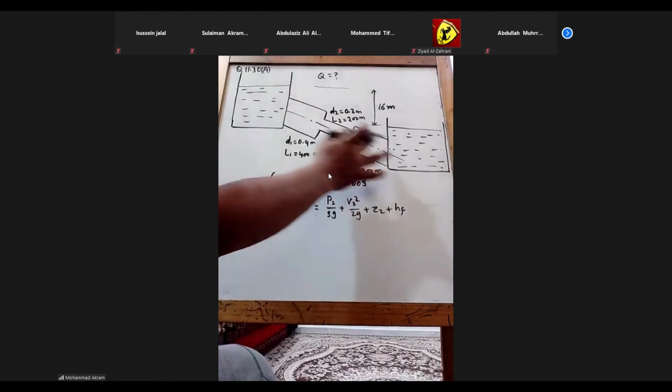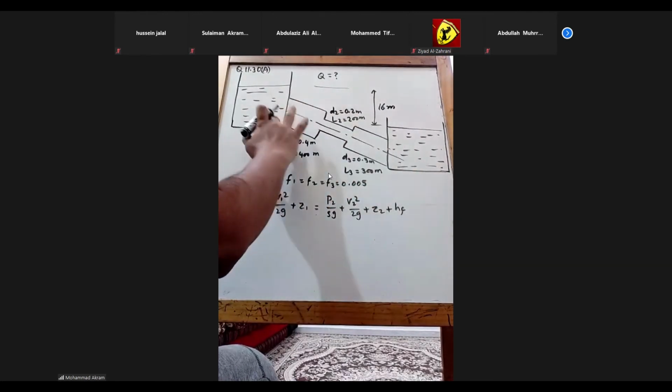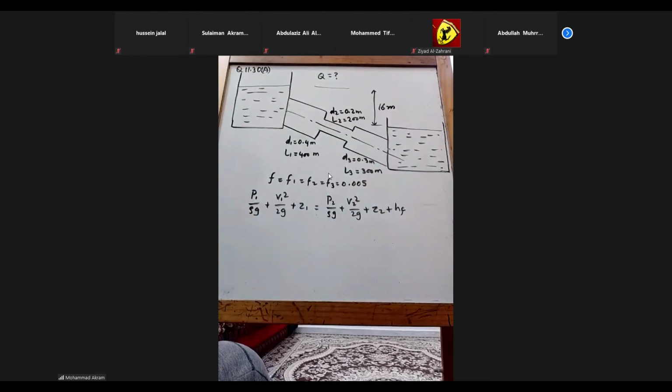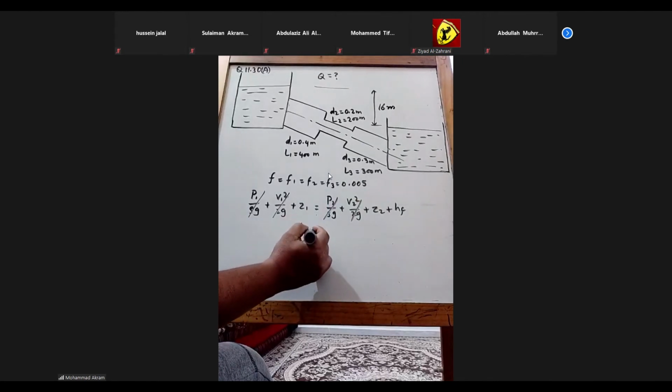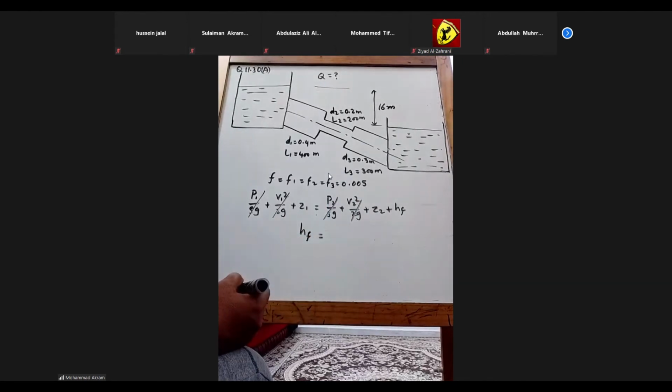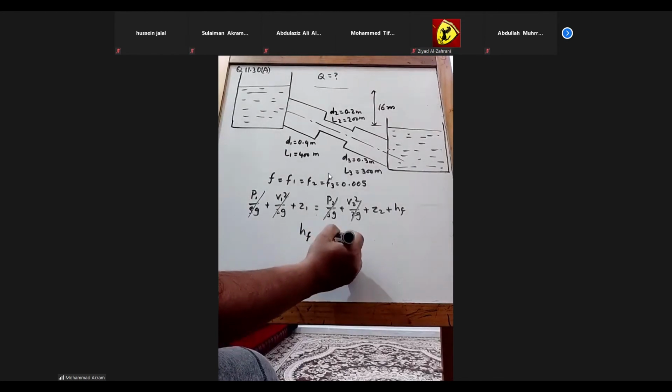Since these are tanks, the velocities and pressures will be 0. P1, V1, P2, V2 are 0. What will HF be? Z1 minus Z2. How much is it? 60 meters of water.